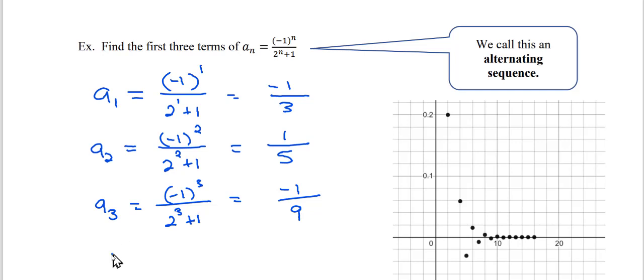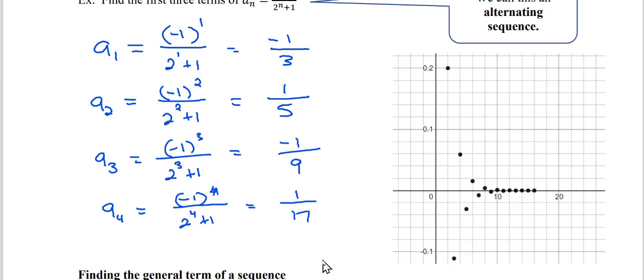You could keep going. I'm going to do one more just to make sure we see the pattern that's going on here. 2 to the fourth plus 1. That's 1 over 17. What you have in this picture is the graph of this sequence.